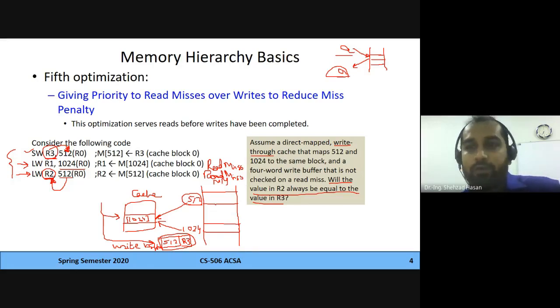Okay, so what can be the solution for that? What can be the solution for that? How can we ensure that both R2 and R3 have the same value?